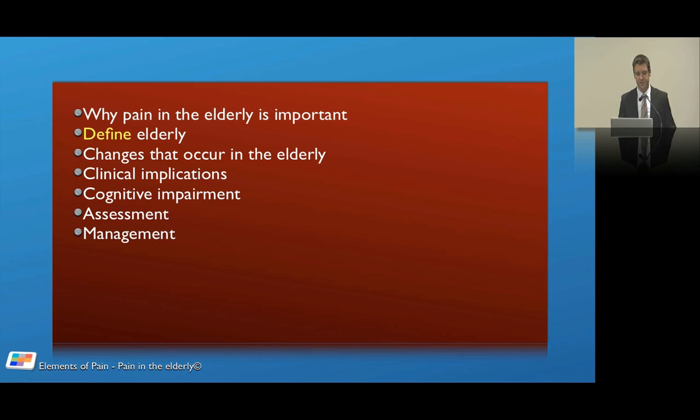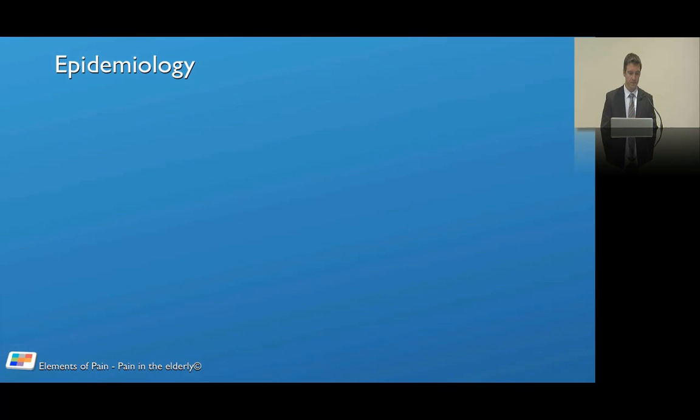So this is the way we're going to define it. We're going to look a little bit about epidemiology and why pain in the elderly is so important, or becoming so important, or will become even more important. We're going to define what it is to be old or elderly. We're going to look at changes that occur in the elderly. We're going to reinforce a couple of those. We're going to consider some clinical implications, consider cognitive impairment as a topic by itself to stress its importance, and then principles of assessment and management.